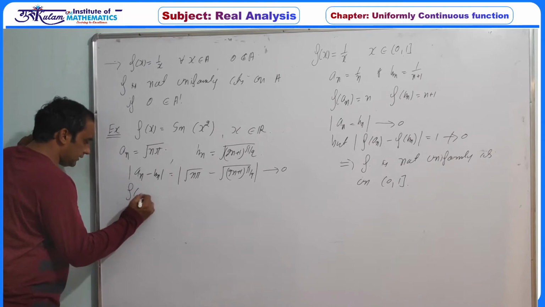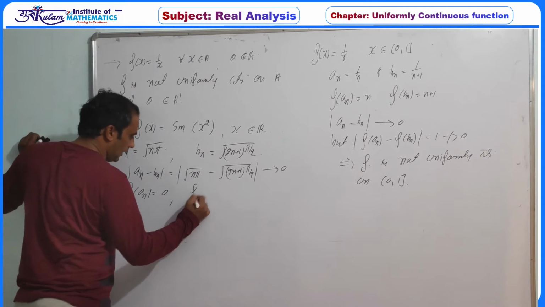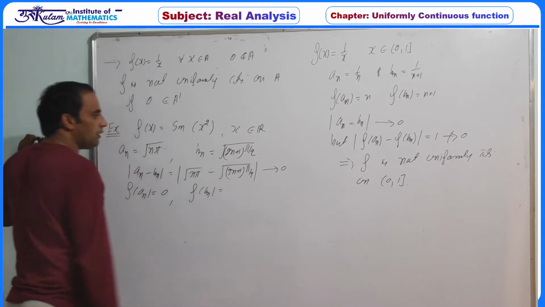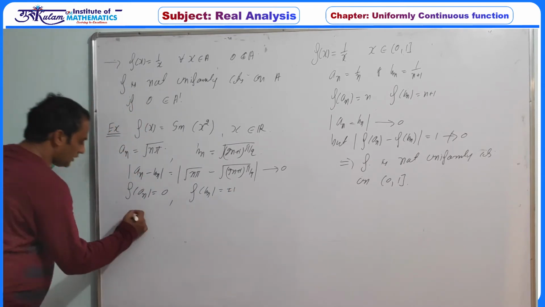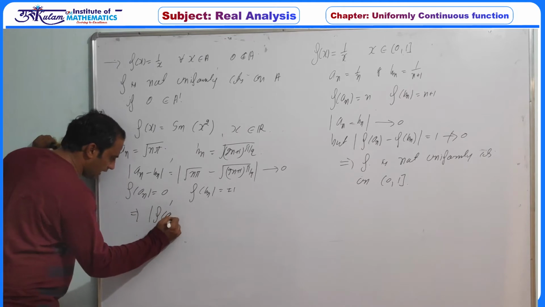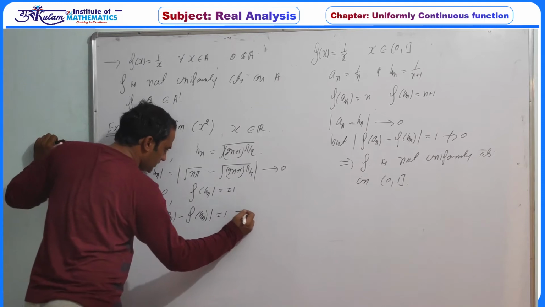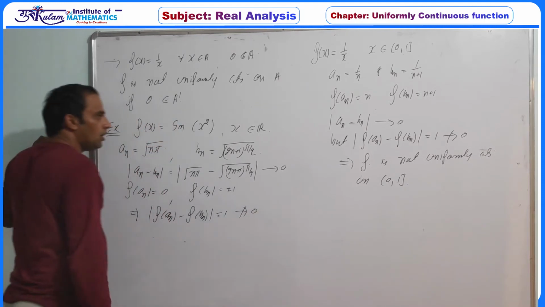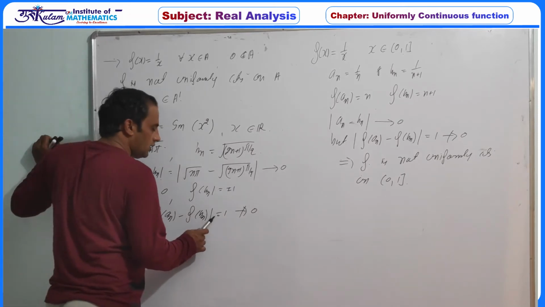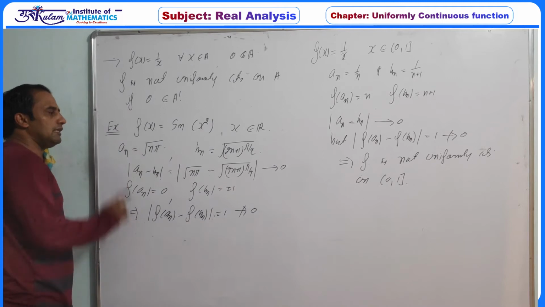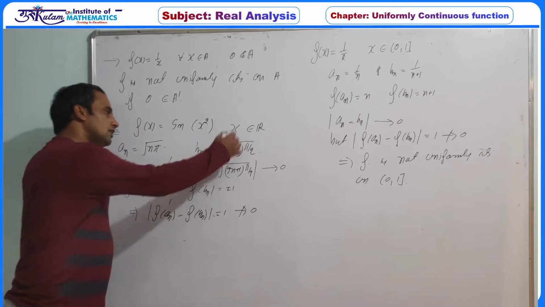Now f(a_n) is sin(nπ), which is 0. f(b_n) is sin((2n+1)π/2), which is plus or minus 1 depending on n. So this implies the distance between f(a_n) and f(b_n) is equal to 1, which does not tend to 0. So a_n minus b_n converges to 0, but the modulus of f(a_n) minus f(b_n) does not converge to 0. Hence this function is not uniformly continuous on the real line.